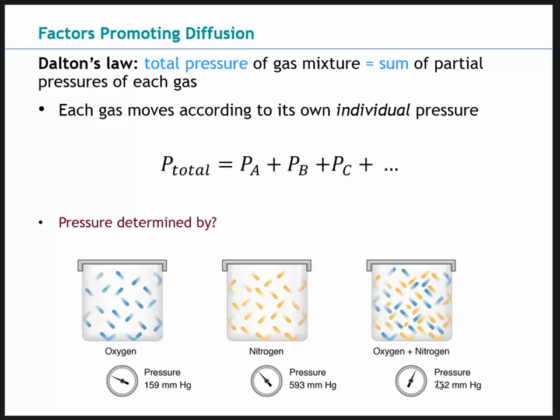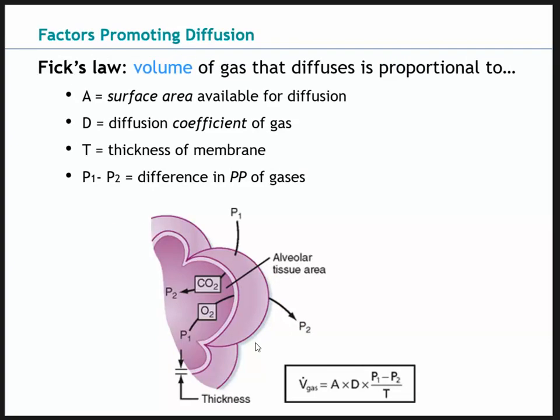Again, what's that pressure determined by? It's determined by the collision of the gas with the container. That's how we determine the pressure. So again, the partial pressure of each gas is the pressure that the gas would exert if it was the only gas in a certain container. That's basically Dalton's law: the gas moves according to its own pressure. This will make more sense when we talk about atmospheric air and how it's made up of oxygen, nitrogen, and carbon dioxide, and they all have their own pressure. Let's move on to Fick's law.